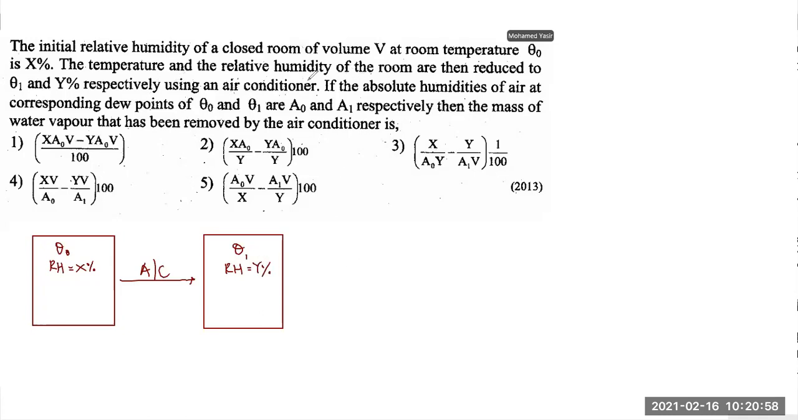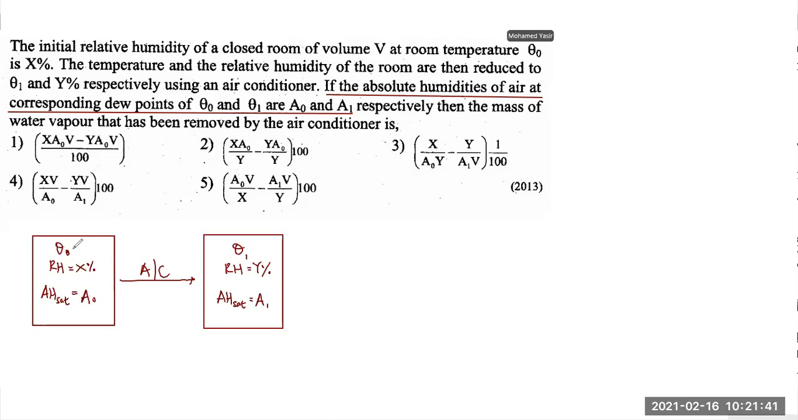All right, fine. Now the next statement is very, very important. I'll underline it. If the absolute humidities of air at corresponding dew points of theta naught and theta 1 are A naught and A1 respectively. What they are saying is that when the temperature is theta naught, the absolute humidity of saturated vapor is A naught, and when the temperature is theta 1, the absolute humidity of saturated vapor is A1.